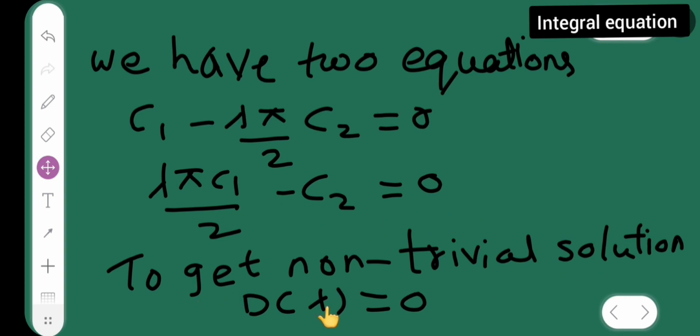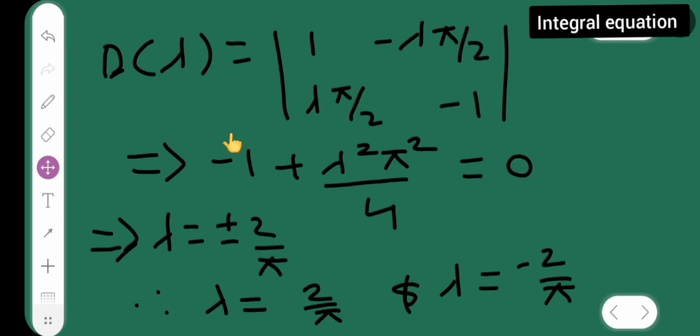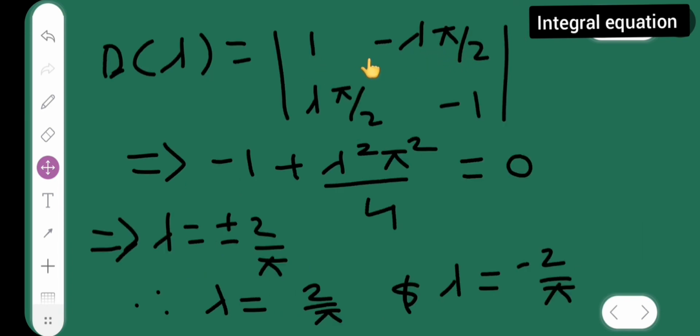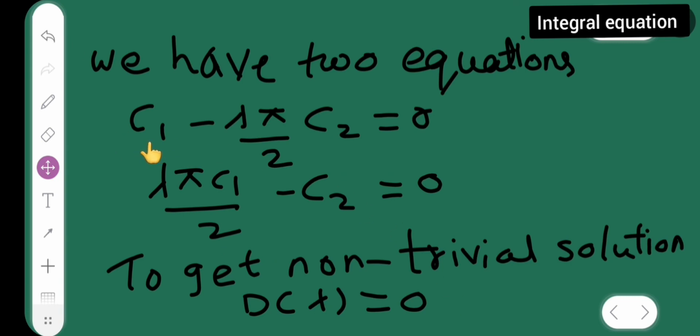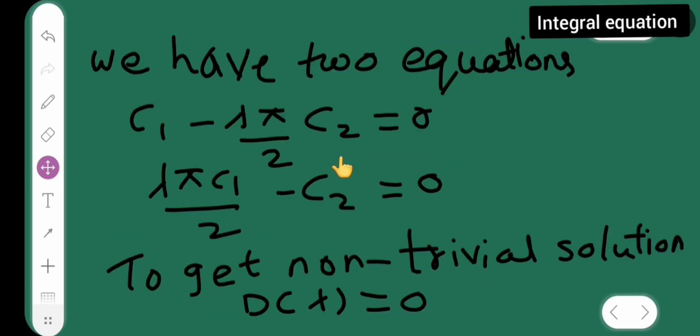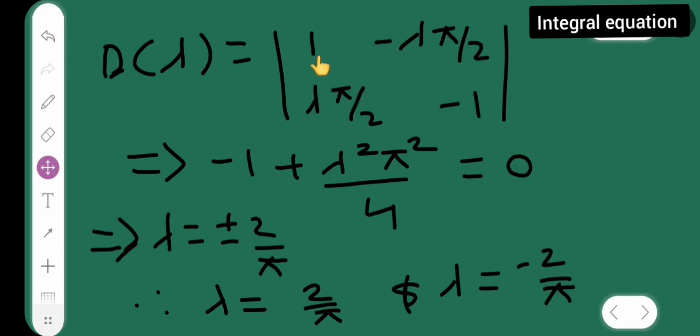Now to get a non-trivial solution, what I have to do? D of lambda is equal to 0. Now we have to find the lambda value. So d lambda is equal to 1. How did I get this 1? This is the coefficient of C1, and this is my C2. Minus lambda pi by 2 here. So this is the first row, whatever I got.